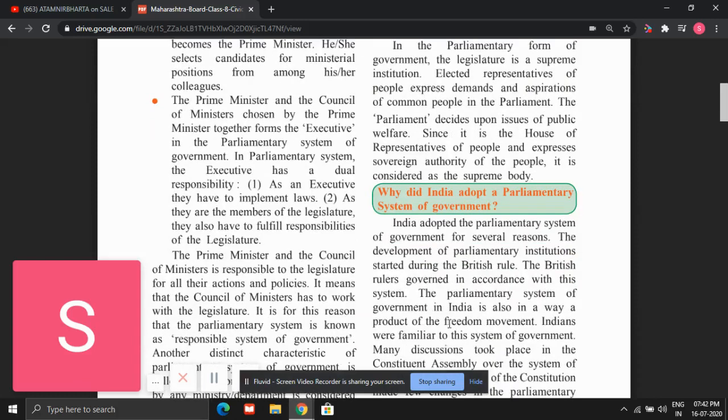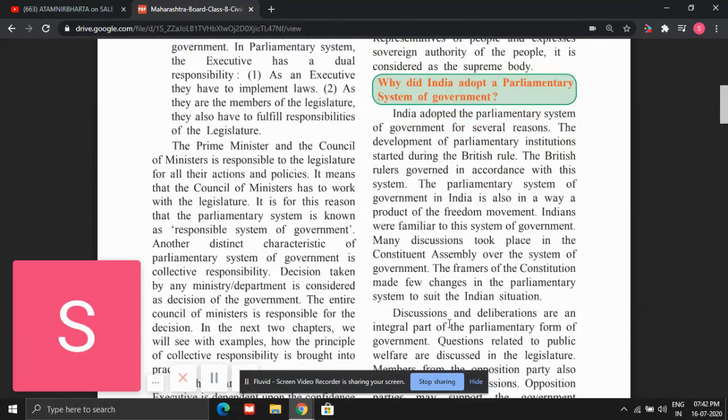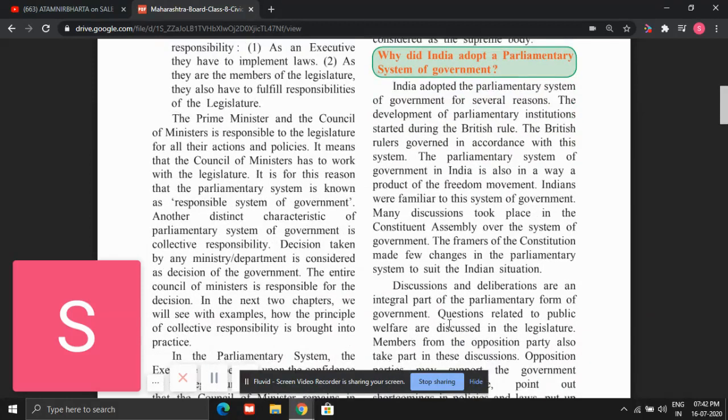The topic is, why did India adopt a parliamentary system of government? India has adopted the parliamentary system of government for various reasons. The first reason is, during the British rule, they governed us in accordance with the parliamentary system of government. And after our freedom movement, we continued the same system because we were very used to it. We were familiar with this particular system of government.